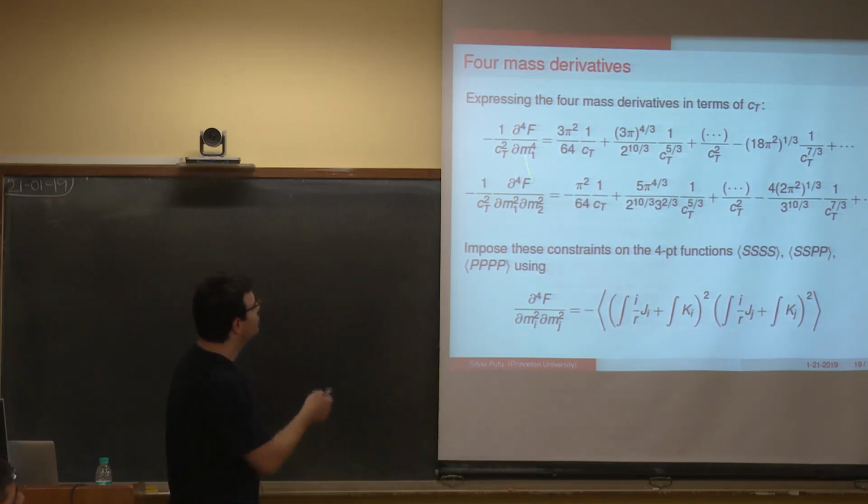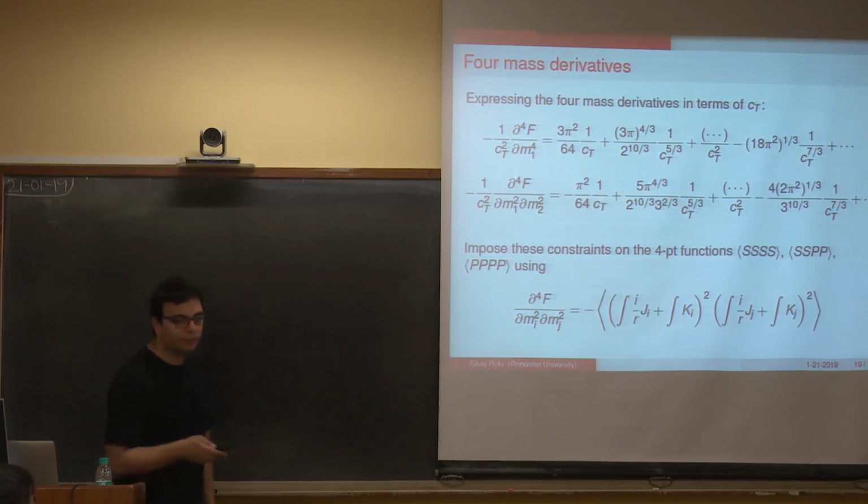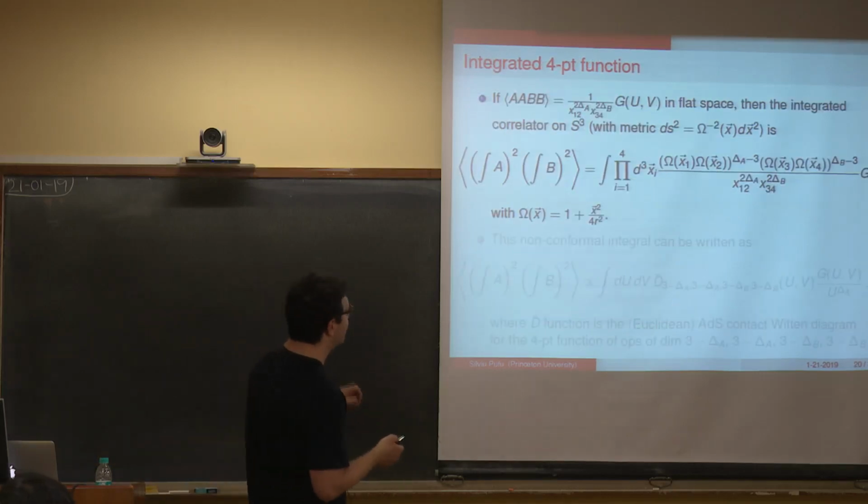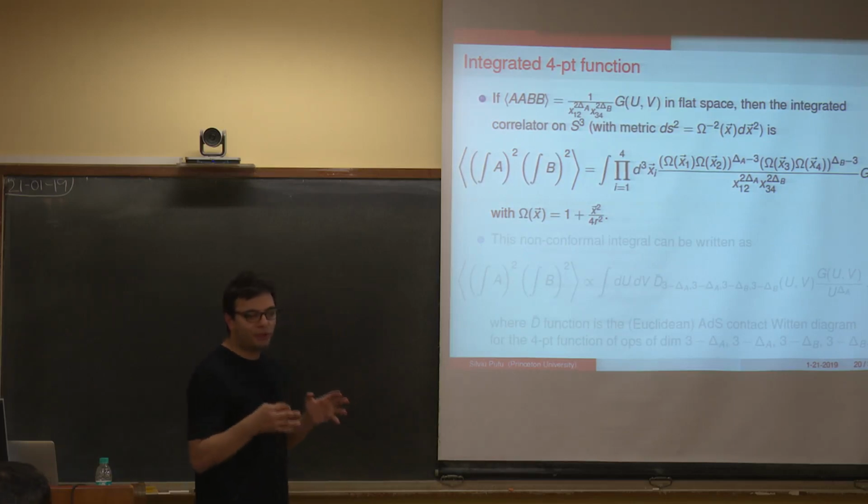Okay, so then we should just impose the constraint that these four derivatives, expanded in 1 over CT as such, are equal to this integrated 4-point function. Now, how do we compute integrated 4-point functions? That seems hard. So here's the general field theory result about integrated 4-point functions.